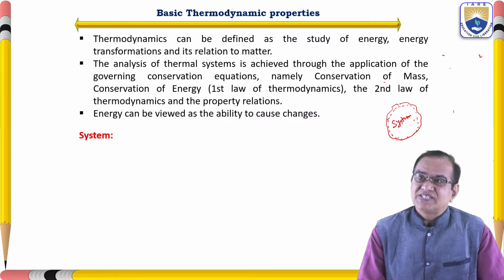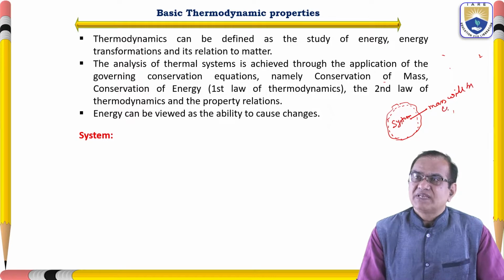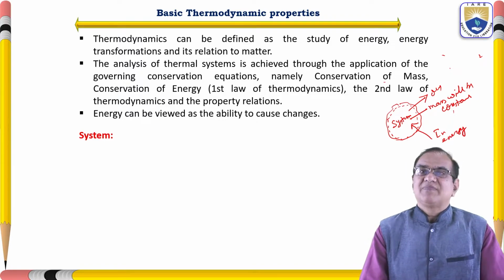In the system we consider two types of system. One is the closed system, another is the open system. In a closed system, mass will remain constant. Only energy may go out or come in. So energy transfer will take place, but mass will remain the same.